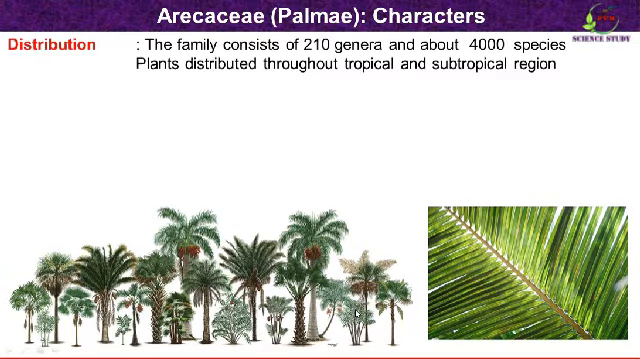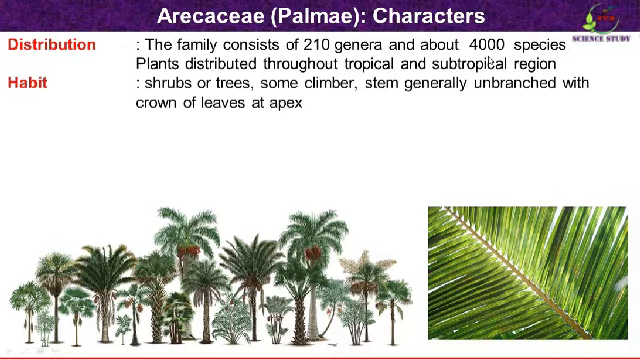First of all, we will see distribution. Araceae family is big family and consists of 220 genera and about 4,000 species. The plants are distributed throughout tropical and subtropical regions of the world.